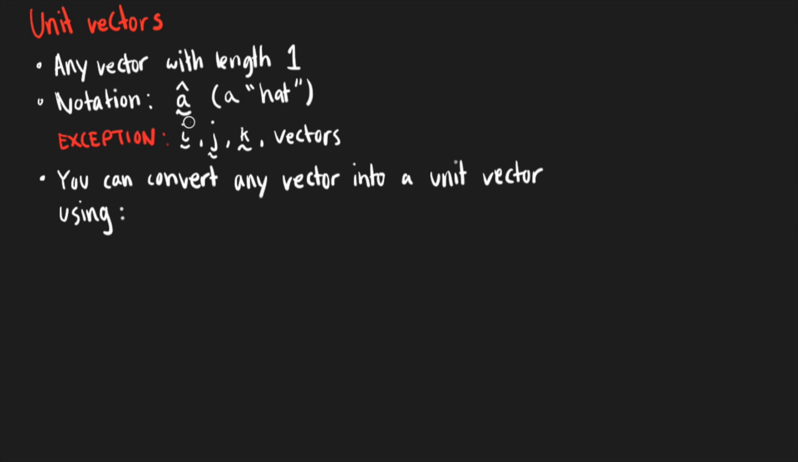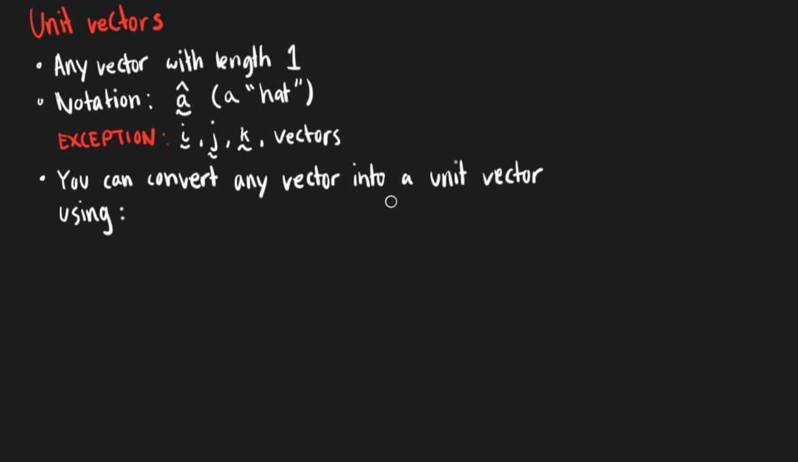The exception to this is the special vectors i, j, and k, which, if you remember, are the components that we use to describe all our other vectors. These are also unit vectors, but we don't use a hat for these because they're standard vectors that we use to denote a length of 1 along the x, y, and z axes respectively. The i vector goes 1 unit to the right on the x-axis, and the j vector goes 1 unit up. So we don't need to put the hat on those.